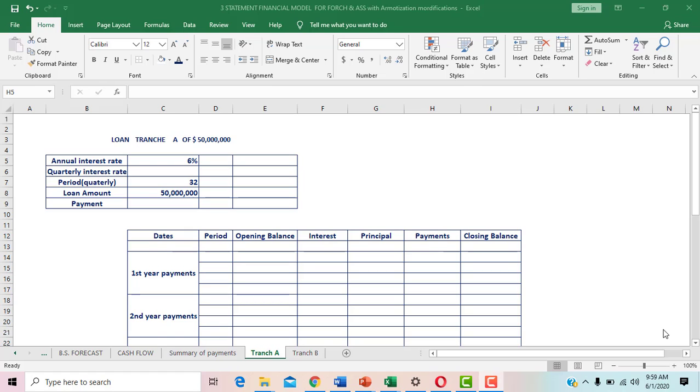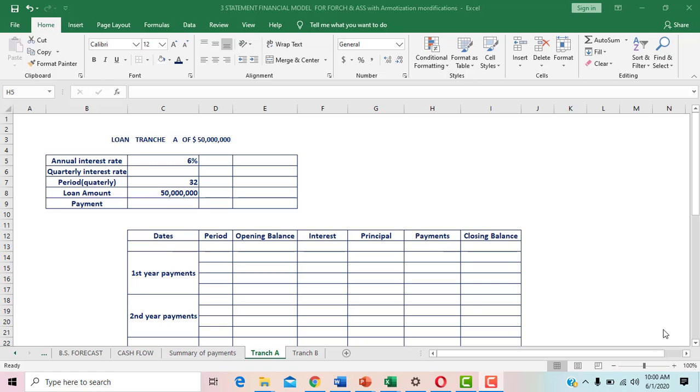But within the first 5 periods, the company will be expected to pay just the interest on capital. Then from the 6th period, the company will begin paying the interest and part of the principal. Let us begin by modeling out tranche A of this loan agreement.